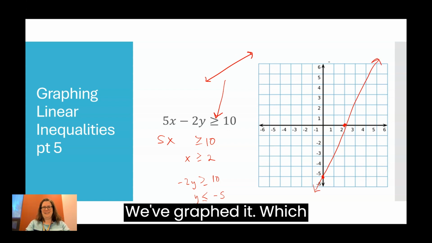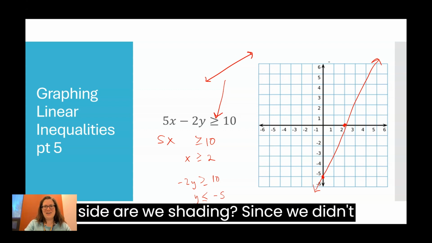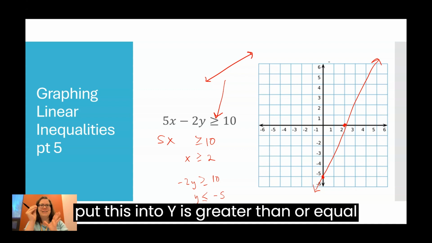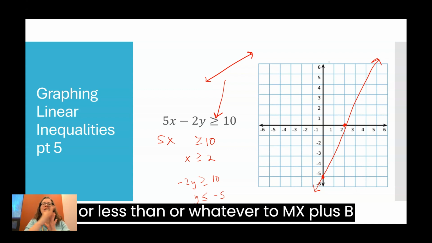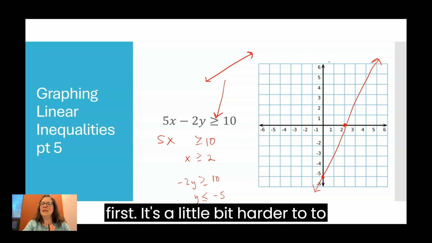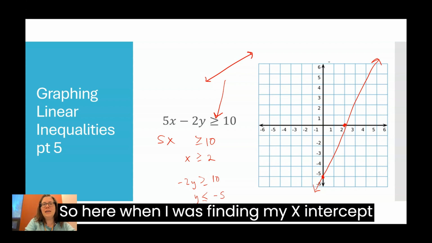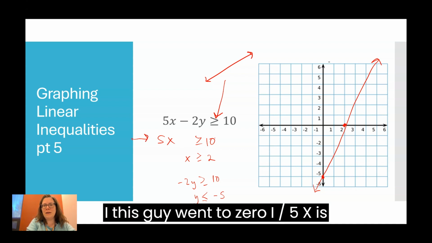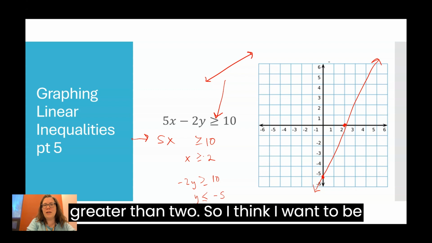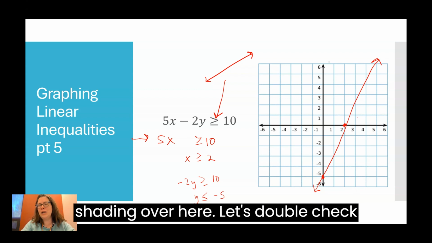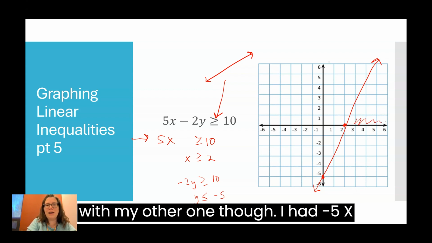We've graphed it. Which side are we shading? Since we didn't put this into y is greater than or equal or less than or whatever to mx plus b first, it's a little bit harder to sneak it out, but we're going to find it. So here, when I was finding my x-intercept, this guy went to 0, I divided by 5, I had x is greater than 2. So I think I want to be shading over here. Let's double check with my other one though.